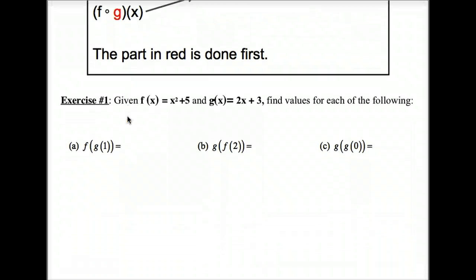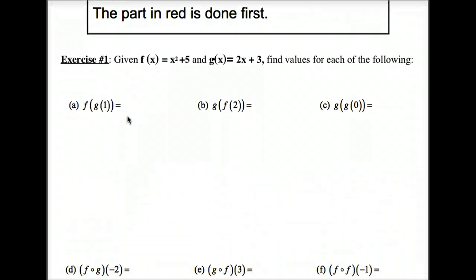We're going to do a few examples together. So exercise 1. Given f of x is x squared plus 5 and g of x is 2x plus 3, I'm being asked to find the following. The first one says f of g of 1. Remember, composition is two functions put together, and I'm going to do the one inside the parentheses first. In this case, I'm going to be doing g of 1.